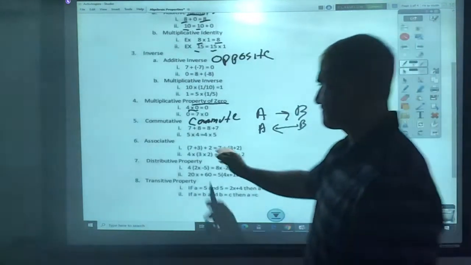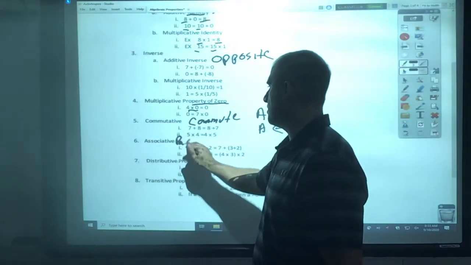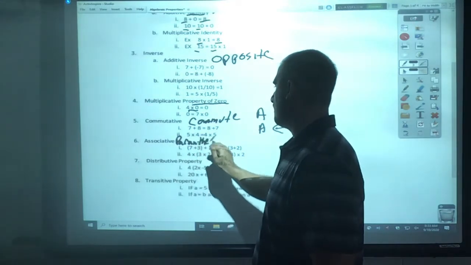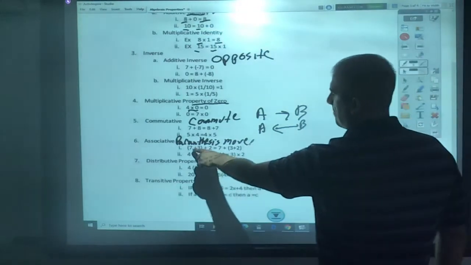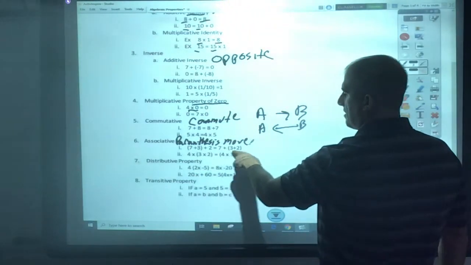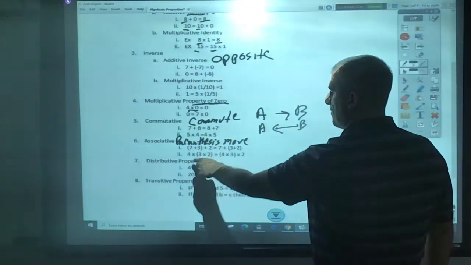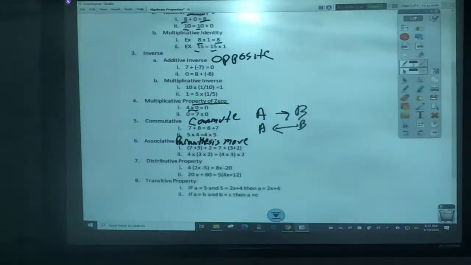Now, associative means the parentheses move. So if you notice this example, 7 plus 3 plus 2, it looks the same. The only difference is the parentheses move. The same for multiplication. Okay?